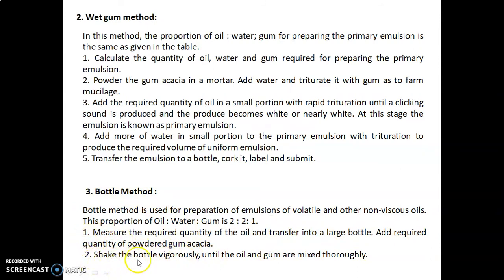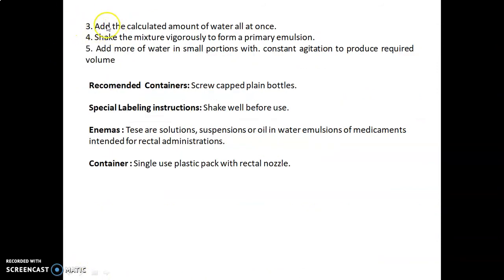Then second one, shake the bottle vigorously until the oil and gum are mixed thoroughly. Third one, add the calculated amount of water all at once. Then fourth one, shake the mixture vigorously to form a primary emulsion. Fifth one, add more water in small portions with constant agitation to produce the required volume.